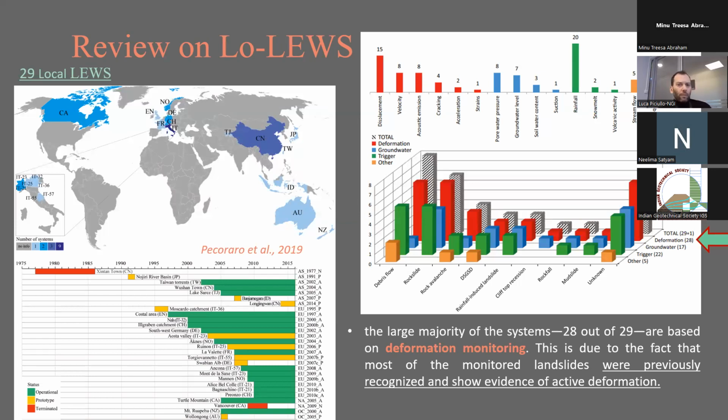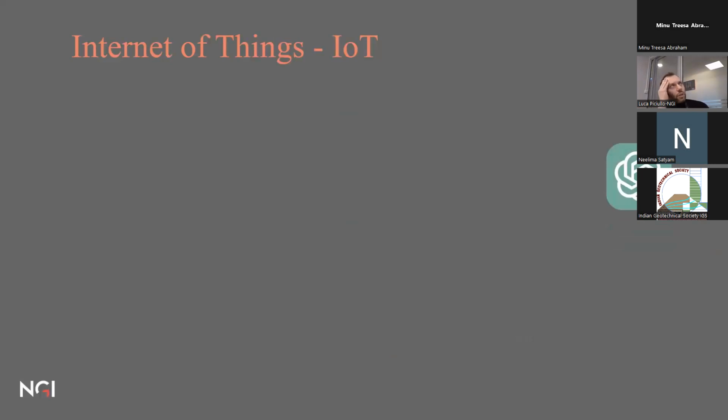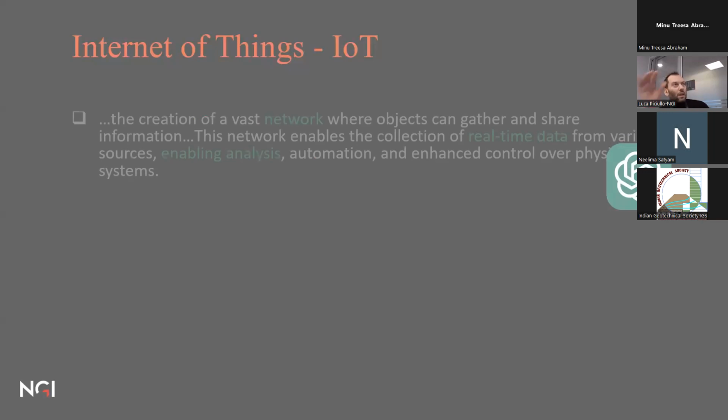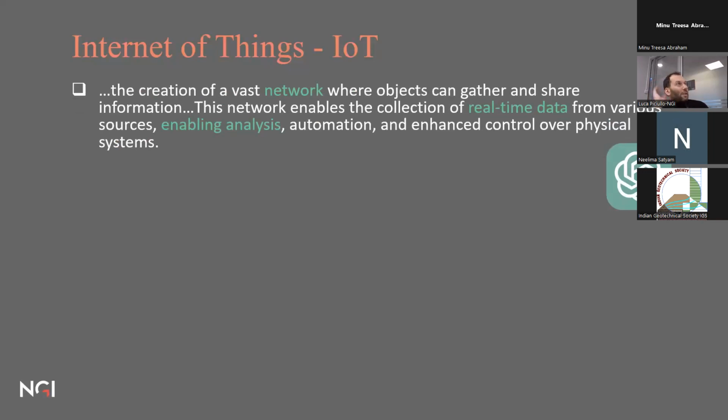But first, I want to start by providing a definition. What is IoT? IoT stands for Internet of Things. Here I'm using the definition provided by what seems to be nowadays the most relevant source of information, though I had to review the text. So what is an IoT in general? It's the creation of a vast network where objects can gather and share information, and this network enables the collection of real-time data, enabling analysis.